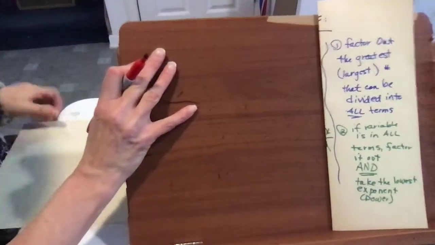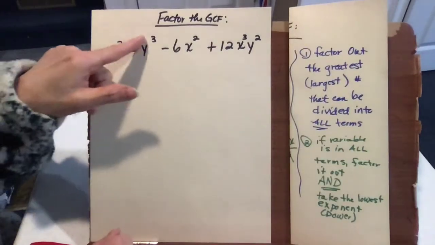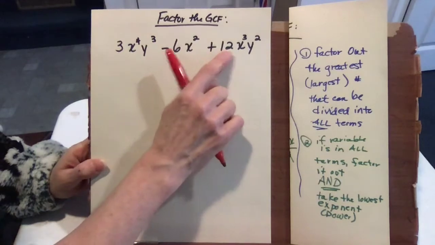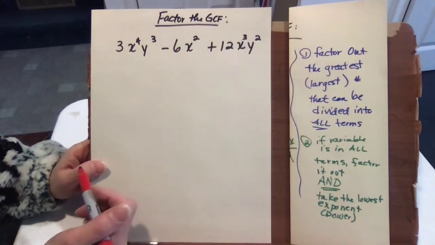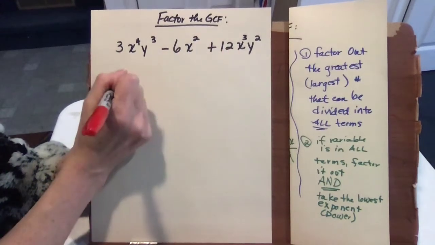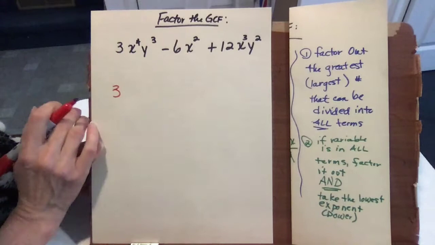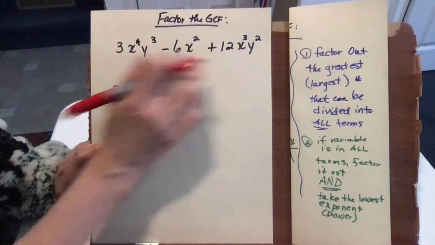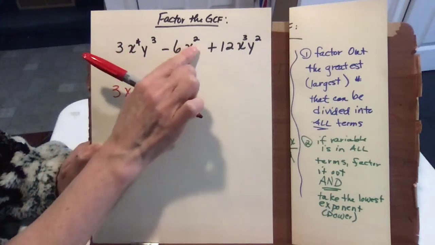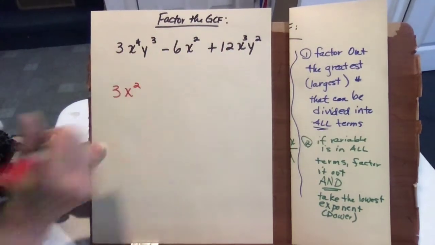All right, and the last problem. 3x to the fourth y cubed minus 6x squared plus 12x cubed y squared. All right, we can take a 3 out of this because 3 can divide into 3, 6, and 12 evenly. X appears in all the terms, so we'll take out x. And the lowest power we see is 4, 2, 3, so it's a 2. So we take out x squared.